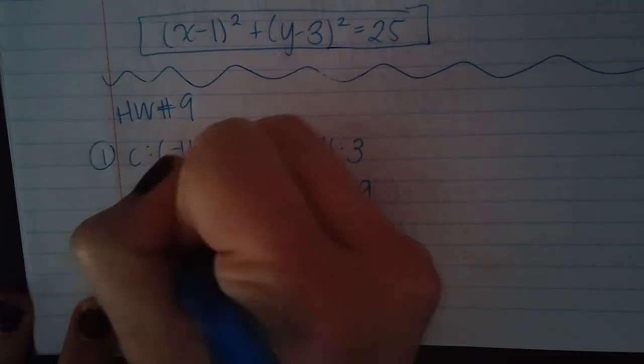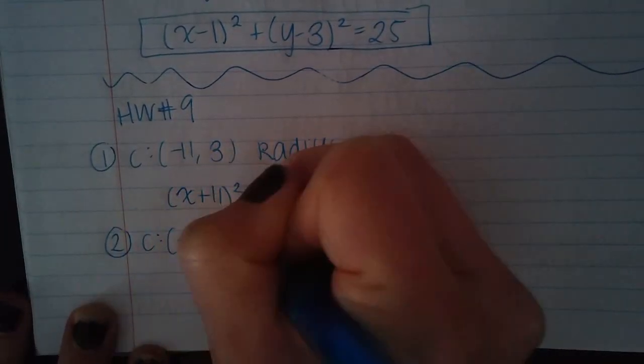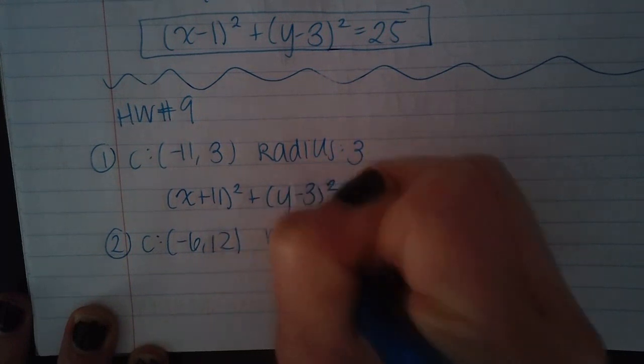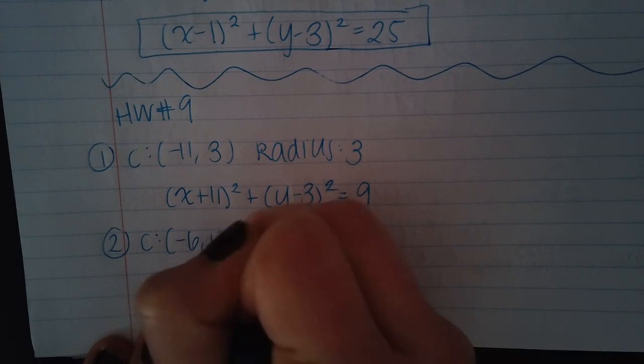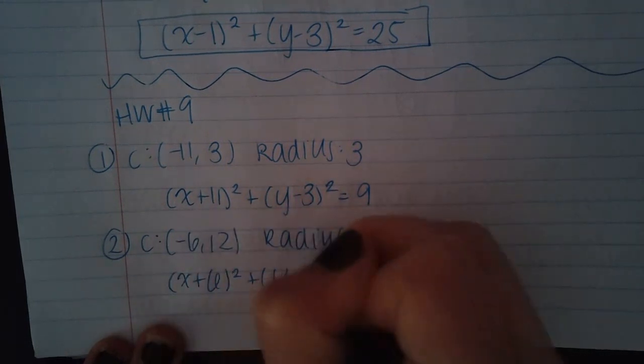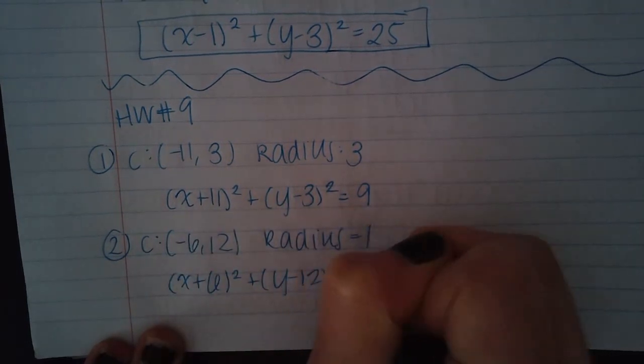Number 2, they give you the center of negative 6, 12, the radius of 1. So you're going to plug that in as well. x plus 6 squared, y minus 12 squared equals 1.